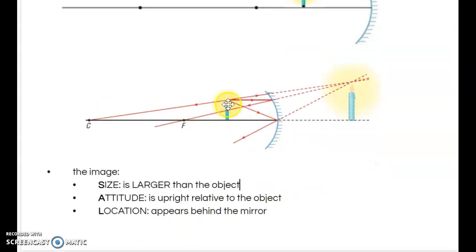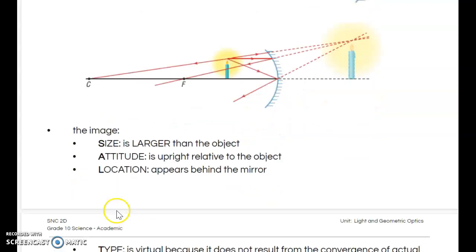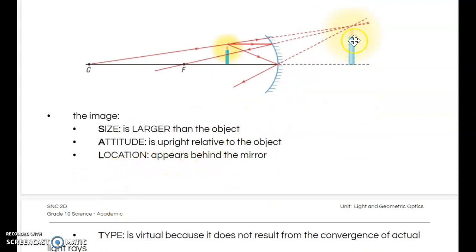What happens is, again, you're drawing your light rays parallel to the principal axis, reflected through F. And then the light rays come starting out through F and bounce back parallel this way. In this case, the size is larger than the object, you can see right here. The attitude is upright relative to the object. The location appears behind the mirror.